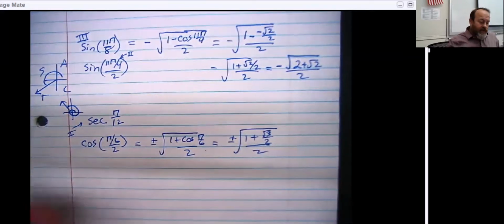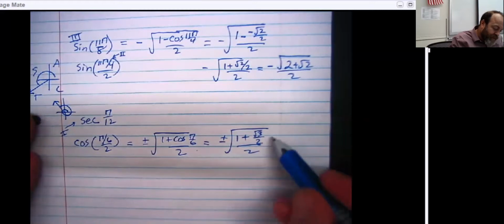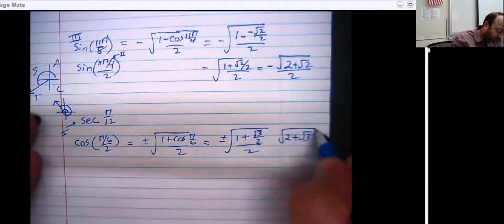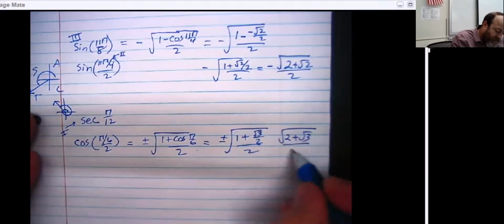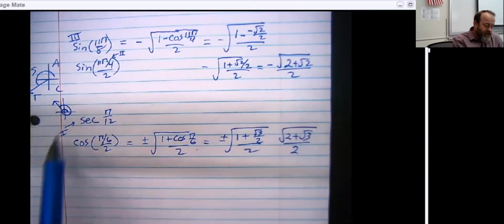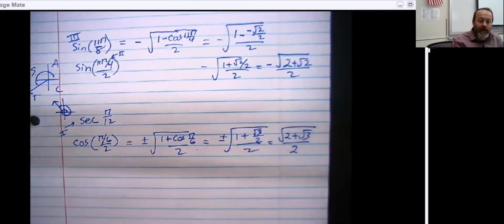And very similar to this last problem, we have this fraction and a fraction. So if I multiplied inside by the number 2, I would get a 2 plus a root 3 under this root. And 2 times 2 is 4, but the square root of 4 is 2. And then we do want to remember that since this was in the first quadrant, I'm going to assign the positive side of that angle.